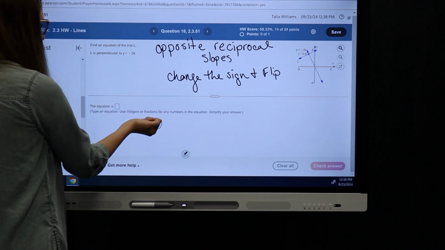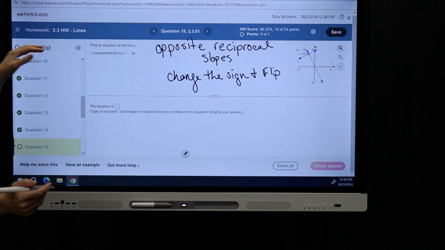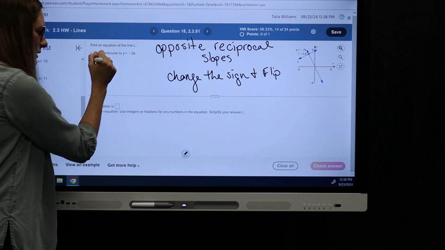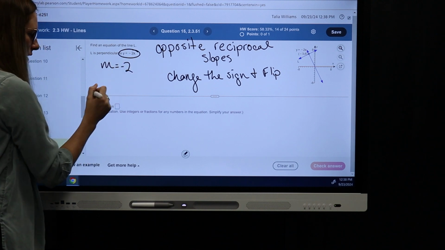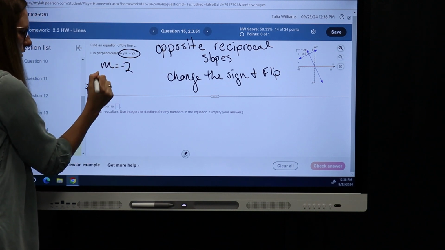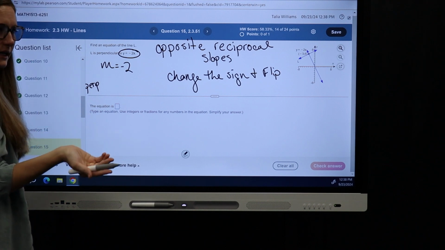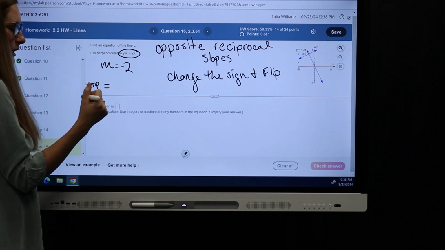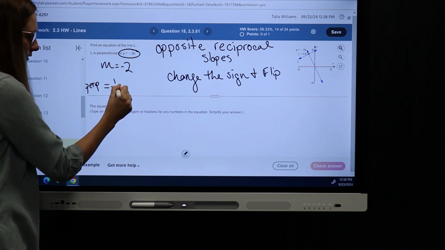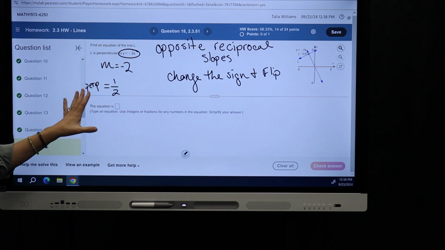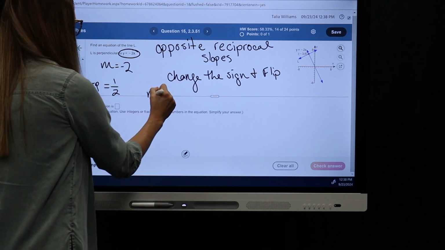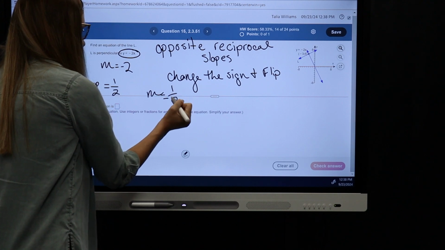So we need to get our slope first. Looking at this, it's perpendicular to y equals -2x. So from this one, its slope is -2. So our perpendicular slope is going to be the opposite. So the opposite of a -2 would be +2. And then the reciprocal, well, we flip 2, so it'd be 1/2. So opposite, positive, then the reciprocal is 1/2. This is just our slope. So our slope that we're going to use is 1/2.